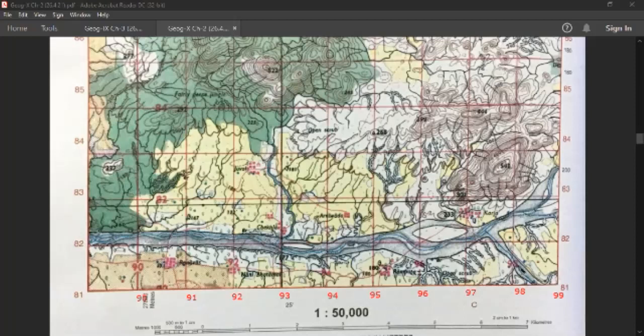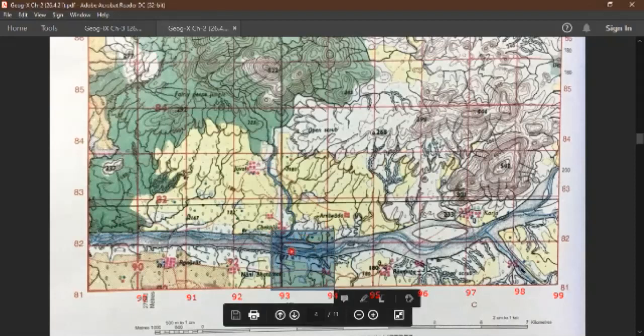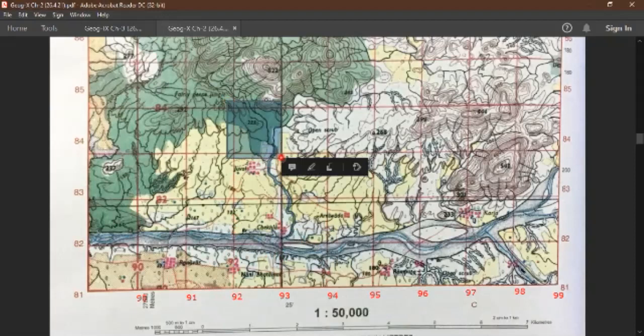So the first question was the landform feature present in grid square 9381. So this is the grid, and here the landform feature is a river island. Second is the drainage pattern in 9284. So here it is. As you can notice, the rivers are moving outward from a central region. So this will be your radial drainage pattern. Understood?